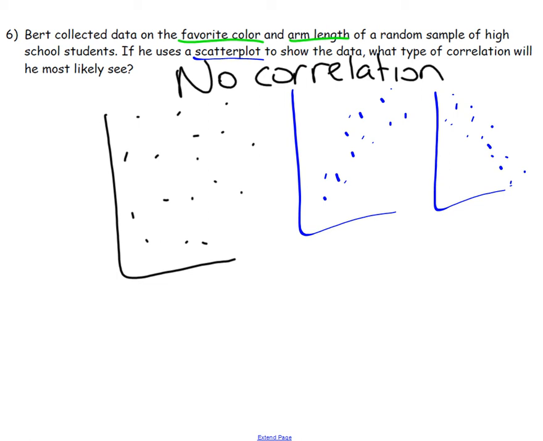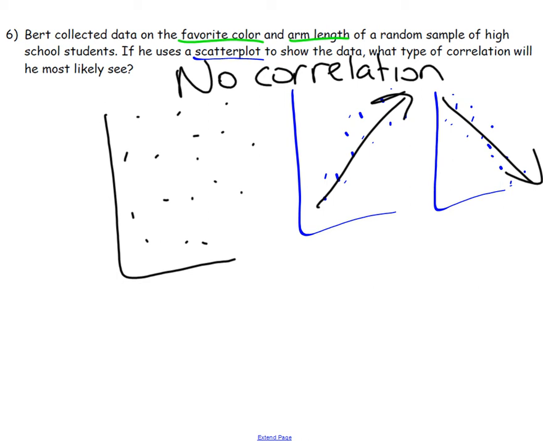So correlation just means the relationship. So if it went like this, we would say this has a positive correlation because it's going up. This one would be negative. And if they're not related, we say it has none.